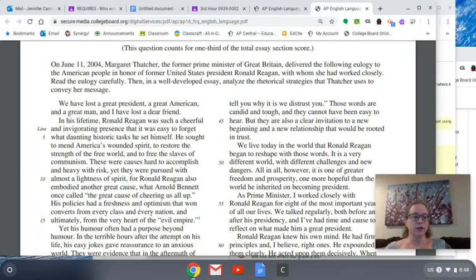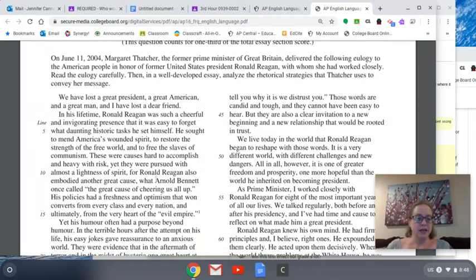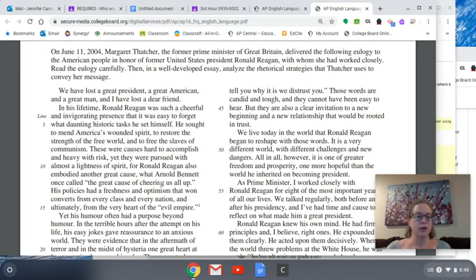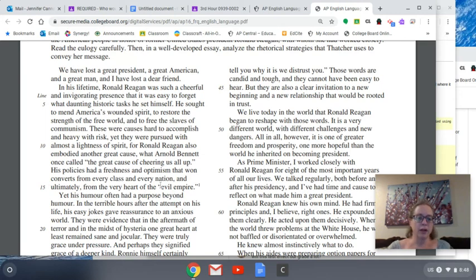Freshness and optimism that won converts from every class and every nation, and ultimately from the very heart of the evil empire. Okay, that's definitely another of his obstacles. So we will put that down in box 3. Yet his humor often had a purpose beyond humor. In the terrible hours after the attempt on his life, his easy jokes gave reassurance to an anxious world.